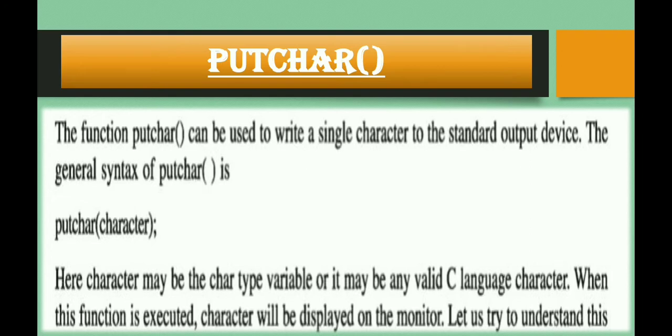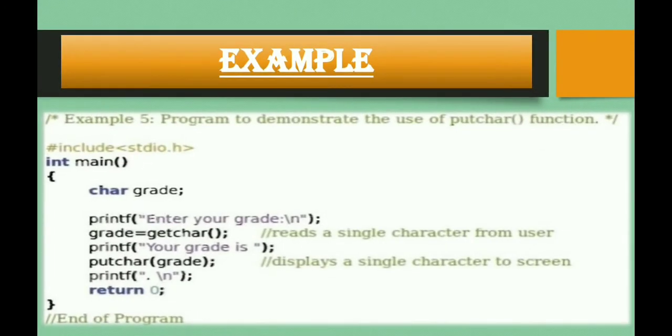To understand it well, we will discuss one example. Here is a program that demonstrates the use of the putchar function. Every program begins with #include <stdio.h>, then our main function. Now we have used the grade variable of type char, and we are giving a message with the printf statement: enter your grade. This will be visible as a message to the user.